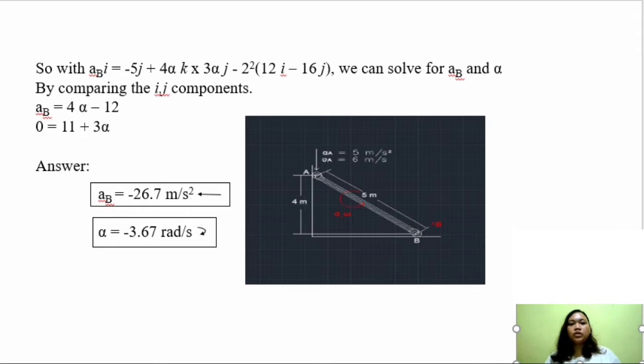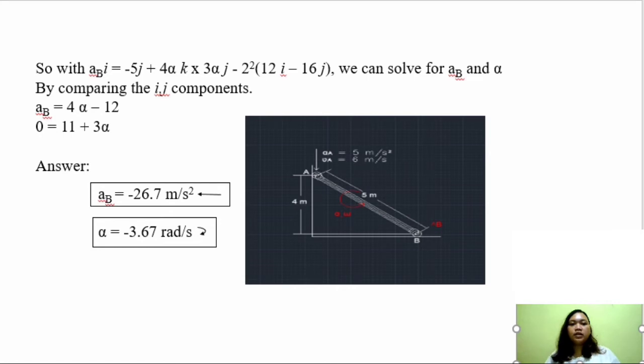So using this equation, we can solve for the acceleration at B and the angular acceleration. By comparing the i and j components, we come up with the acceleration of B is equal to 4 multiplied by the angular acceleration minus 12, while 0 is equal to 11 plus 3 multiplied by the angular acceleration. Using these formulas, we arrive at the answers.